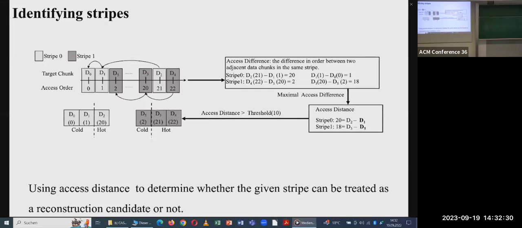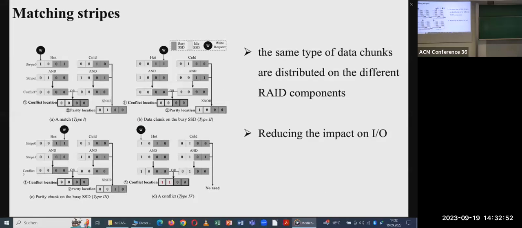Furthermore, we regard data chunks of D1 as cold data chunks that can be restriped with cold data chunks in the matched reconstruction candidate stripe. For example, data chunk 3 and data chunk 5 in stripe 1. Our approach aims to reconstruct by matching candidate stripes, and the primary matching principle is that the same type of data chunks in both candidate stripes must be distributed on different SSDs without any overlap.